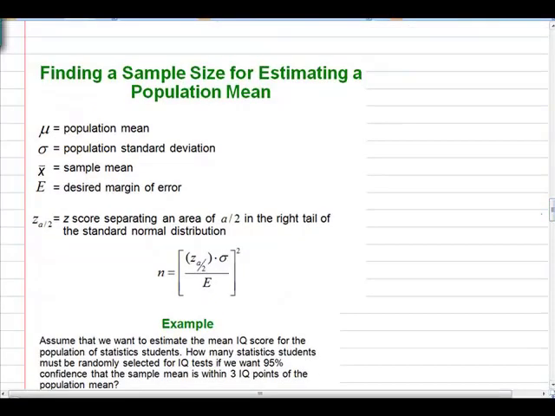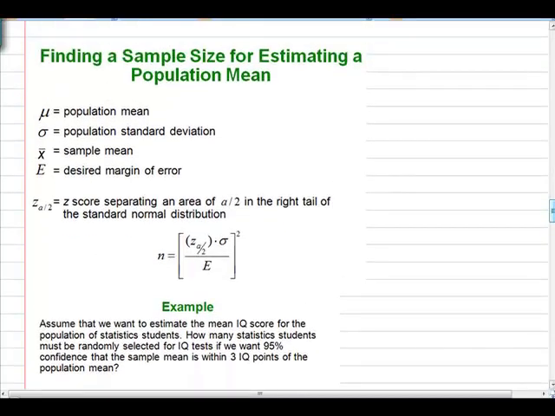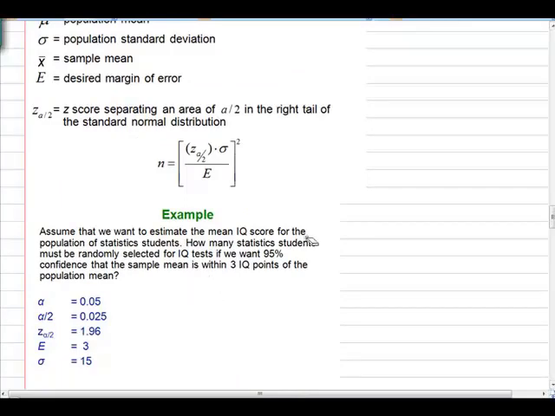Finding a sample size for estimating a population mean, it's just like the formula. If the population standard deviation is known, then we're going to use this formula. In order to use this formula, the standard deviation would have to be known. So assuming that we want to estimate the mean IQ scores for the population of statistics students, how many statistics students must be randomly selected for IQ tests if we want a 95% confidence interval that the sample mean is within 3 IQ points of the population mean?